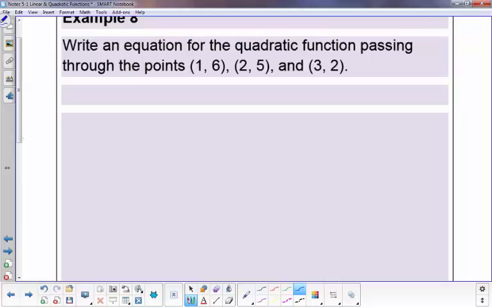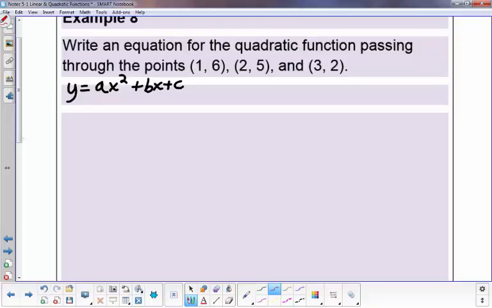Alright, now let's just go back to standard form. So this is what we're going to have to do. y equals ax squared plus bx plus c. Because we have 3 different points, it's going to take us a little bit of time. So we got to be careful with all this to figure out what's going on. Alright, so let's start out here.